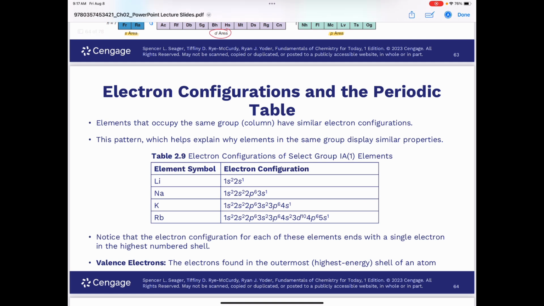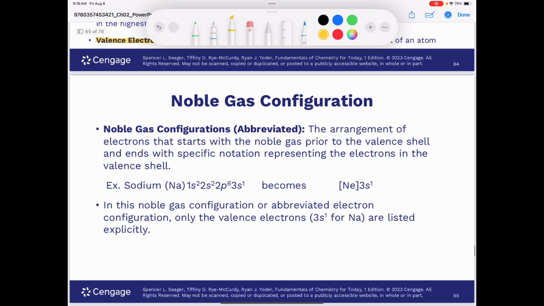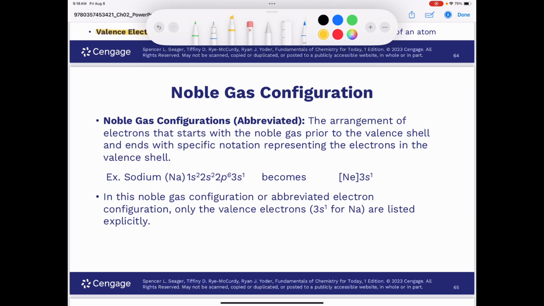But the take-home message is that they all have one electron by itself in an s orbital in the highest energy orbital. And so that's why they're all going to react similarly. And those electrons that are found in the highest energy orbitals, we call those valence electrons. So each one of these elements, lithium, sodium, potassium, rubidium, are in the same family, group 1, and they all have one valence electron. So they're all going to react similarly because they all have that one valence electron.